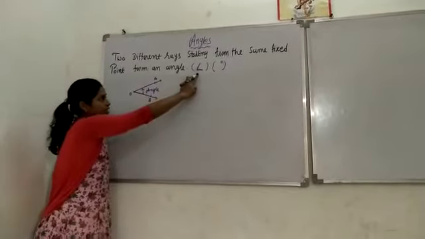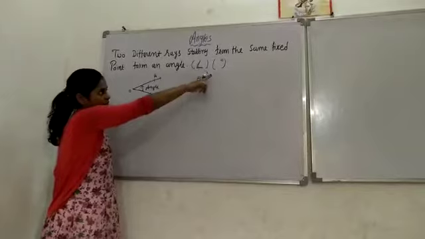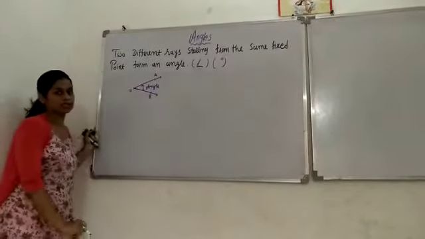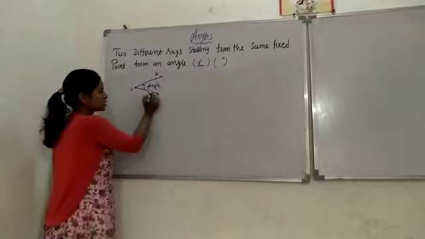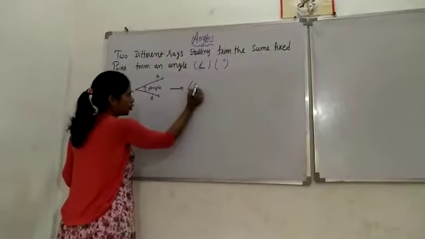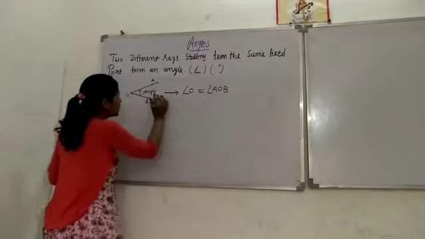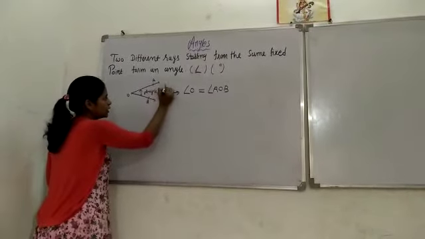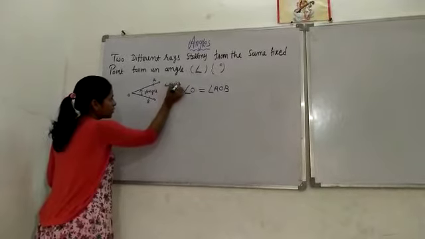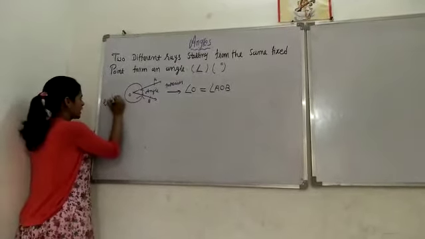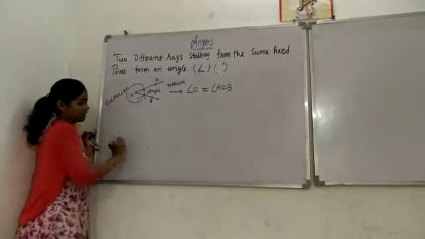Its symbol is this, and the measurement of an angle is in degrees. So the degree is the unit of measurement of an angle. You can write it as angle O or angle AOB. This portion is called the interior part of an angle and this portion is called the exterior part of an angle.